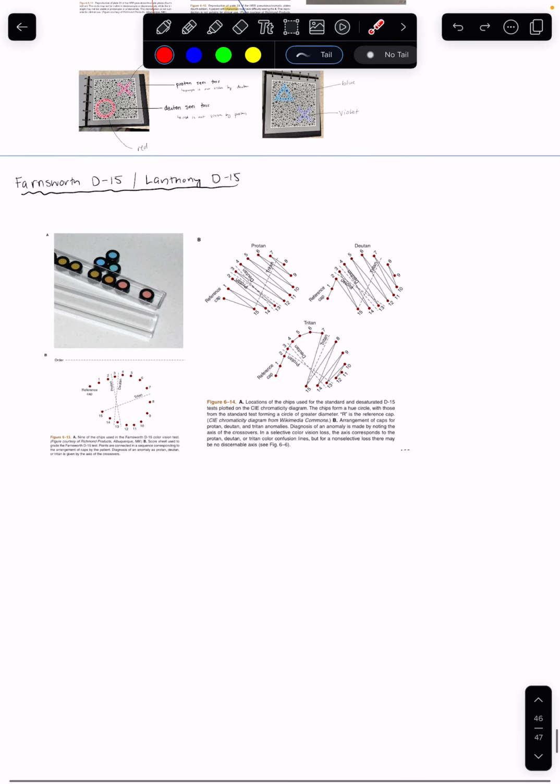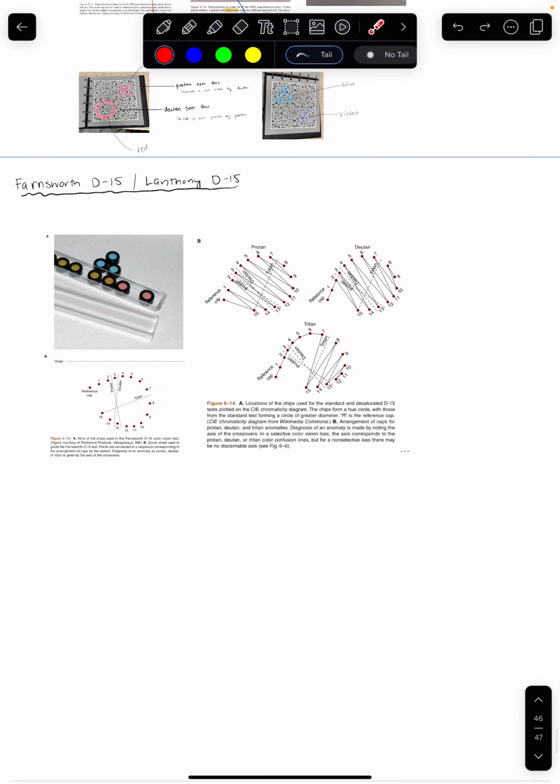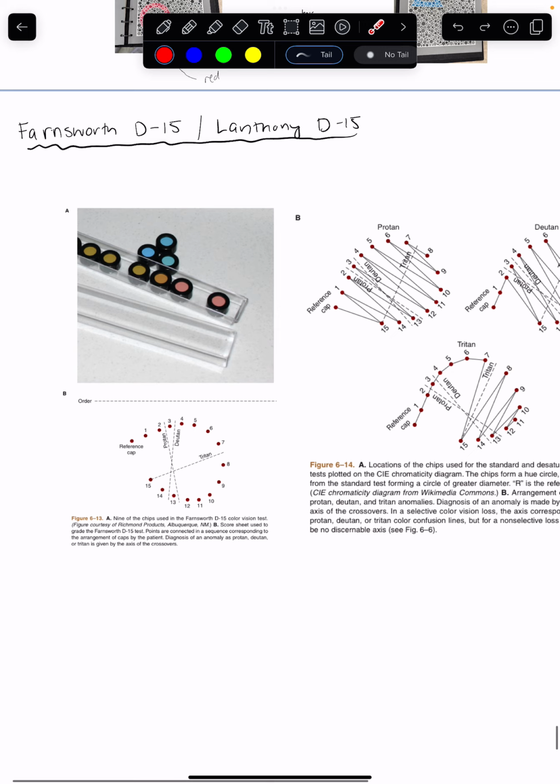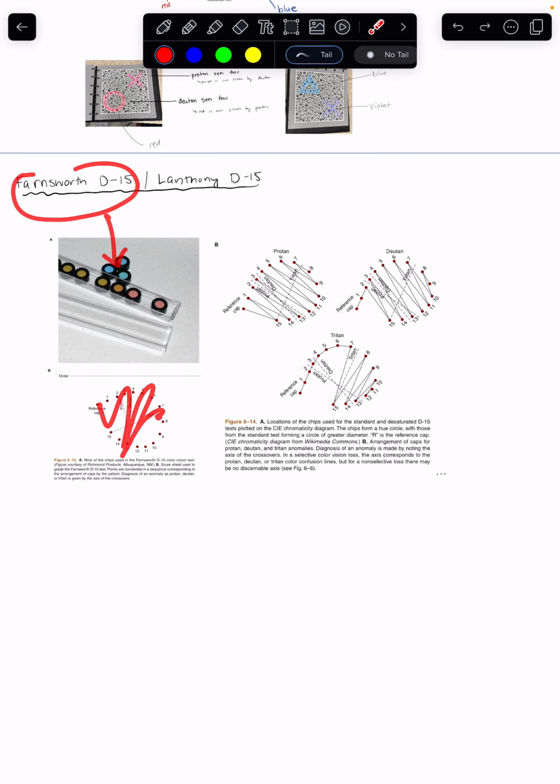Yeah, so that's that last one. That leads us to the last one, the Farnsworth and the Lanthony D15. We're going to be doing the D100 or whatever it is next week. But this one only has 15 different color tiles, and you just put them in order. This is the Farnsworth shown here. And you put them in order, and then you make a cool graph. Okay. And the Lanthony D15 is the exact same thing. You put them in order, but it's desaturated.